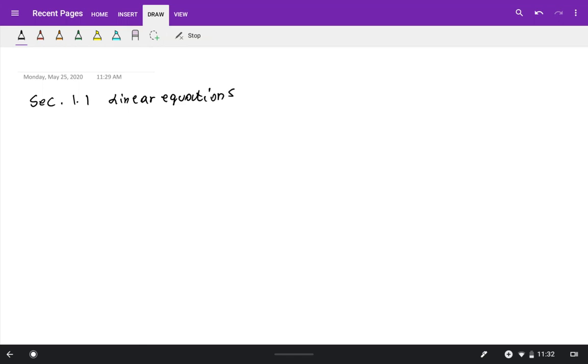Okay, so what I'm going to do first, the objectives are: solve linear equations, solve equations that lead to linear equations, solve problems that can be modeled by linear equations. So we have three major objectives. Okay, and let's just talk about vocabulary first.